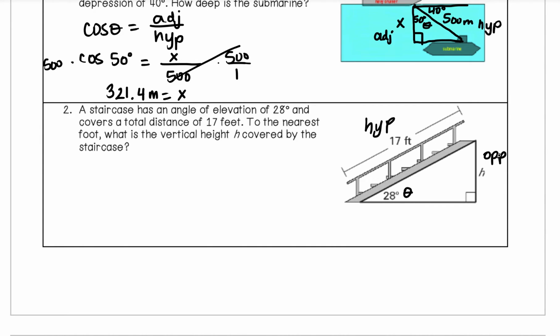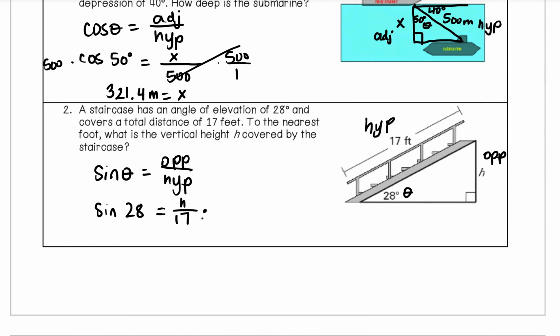So now that I'm looking for my opposite and I know my angle and my hypotenuse, I'm going to be using the sine ratio here. So the sine of theta is your opposite over your hypotenuse. Theta is 28 degrees. The opposite is h, and our hypotenuse is 17.